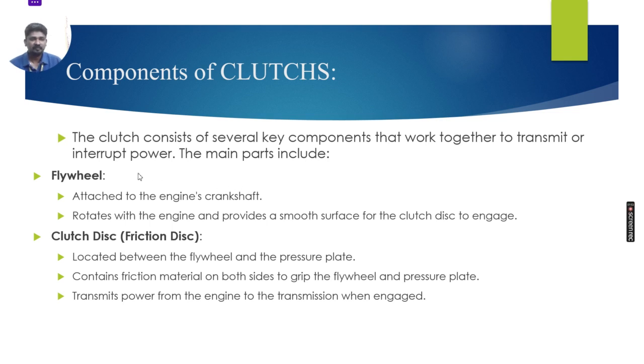Components of clutches. There are many components in the clutch. The first one is the flywheel. It is attached to the engine's crankshaft. It rotates with the engine and provides a smooth surface for the clutch disc to engage. Next is the clutch disc, located between the flywheel and the pressure plate. It contains friction material on both sides to grip the flywheel and the pressure plate. It transmits power from the engine to the transmission when engaged.